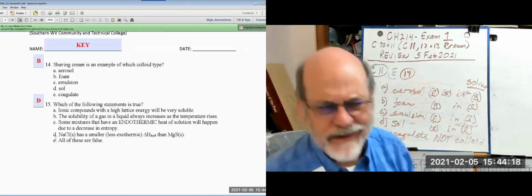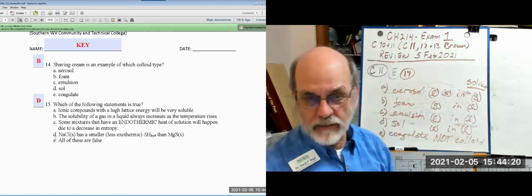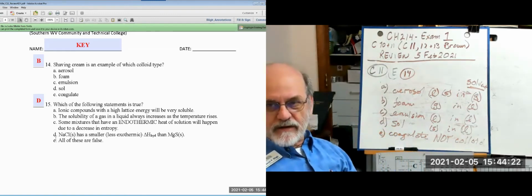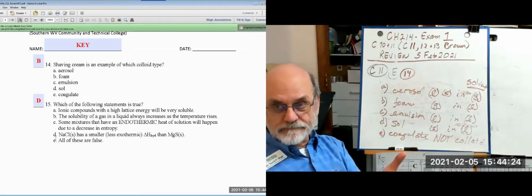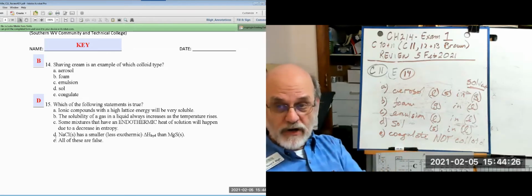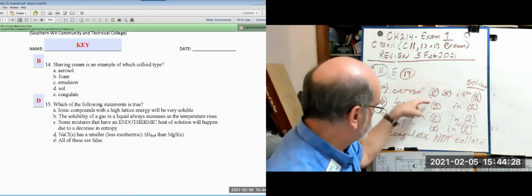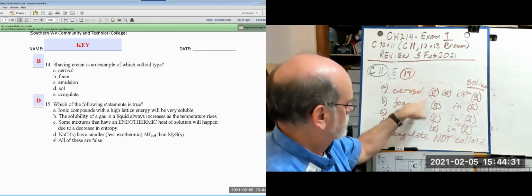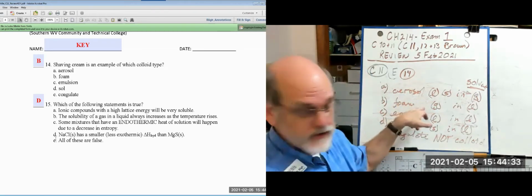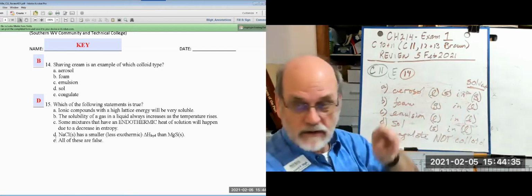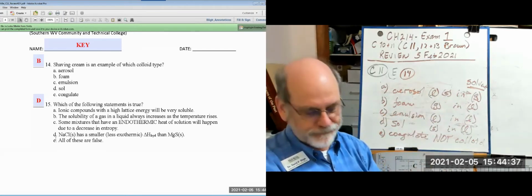So what was the question again? Shaving cream. So what's in a shaving cream? Well, you have suspended gas particles, right? So it can only be this one, right? Out of those choices, a gas in a liquid is shaving cream.